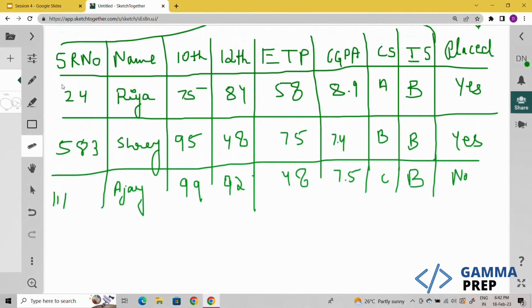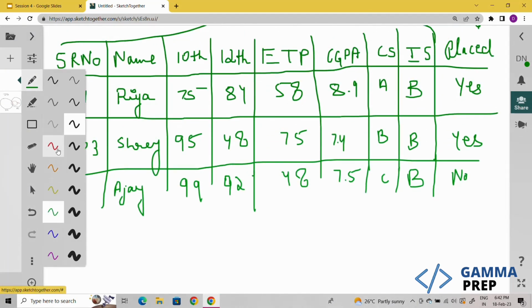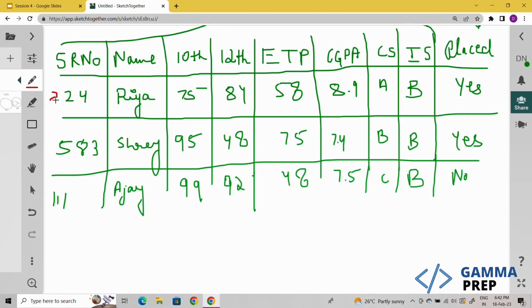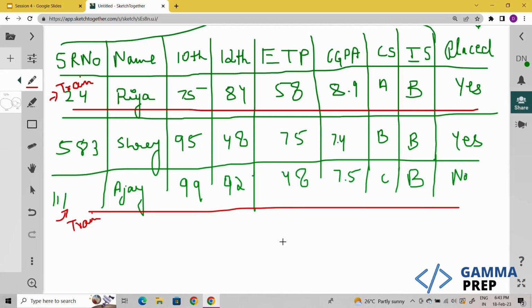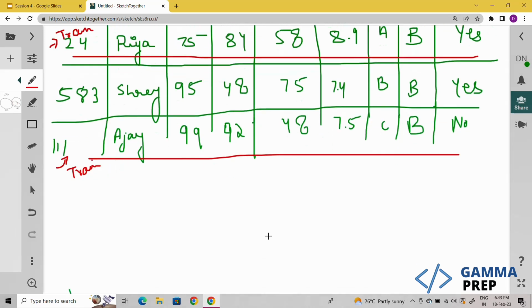So if you see, let's say, randomly this goes to training data and this also goes to training data. So what we are doing is we are having 66.67% data in training and 33.33% data in testing. So 2/3 is training and 1/3 is testing. So now this and this both are going to be a part of training data.